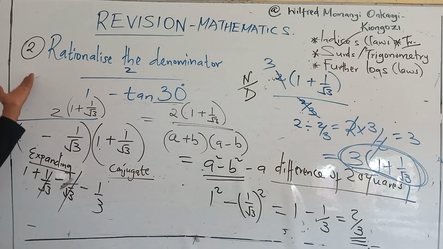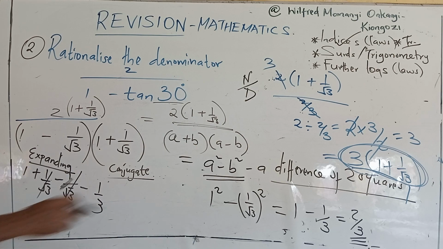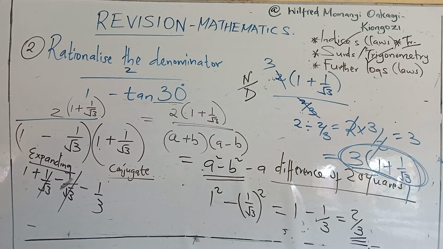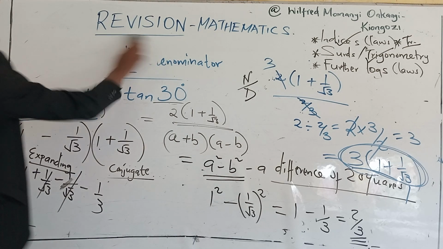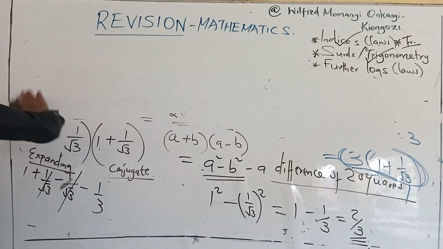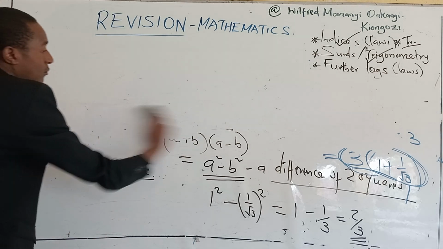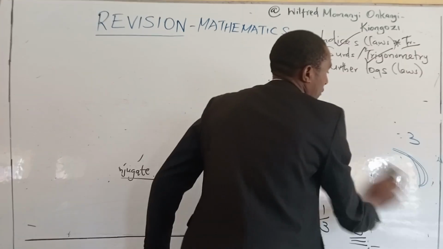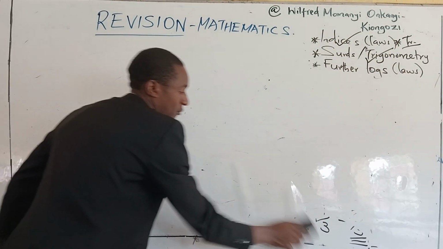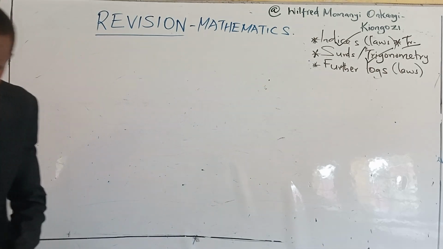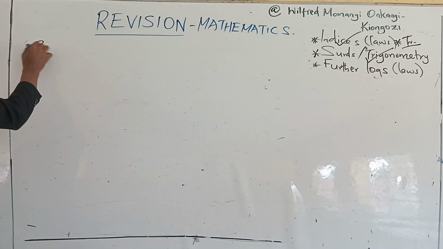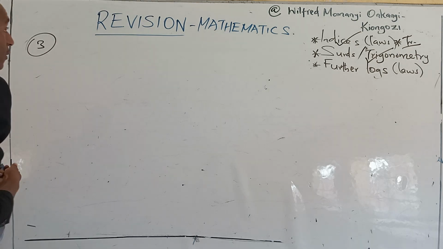Second lesson, second question down. We go to the last one, which is further logarithms. Solve for x. Question 3. Solve for x.